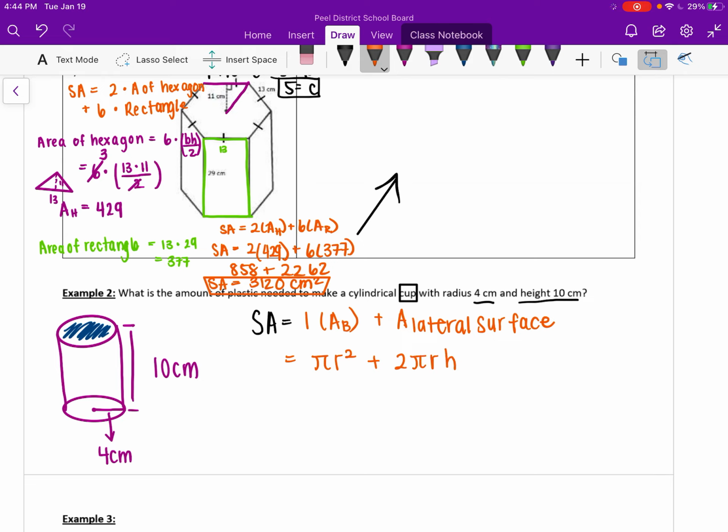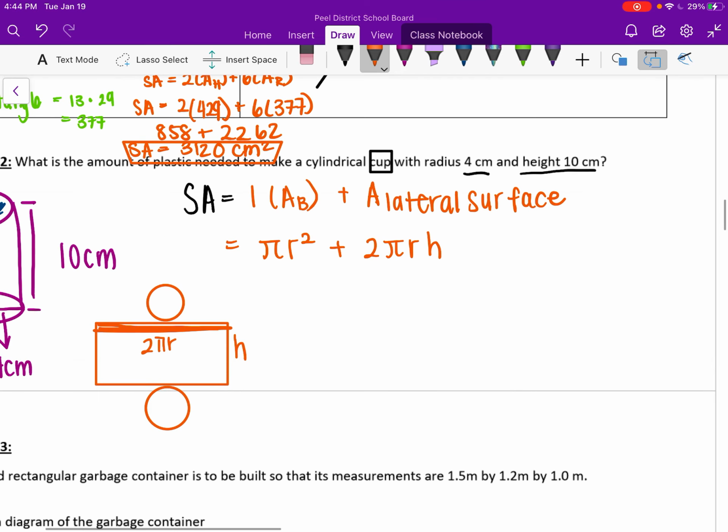Right? And when you lay out flat your circle, that's what it looks like, right? We know that this length right here is the circumference of the circle, so that's 2 pi r, and this length right here is h, so that's why that's the equation for the lateral surface.